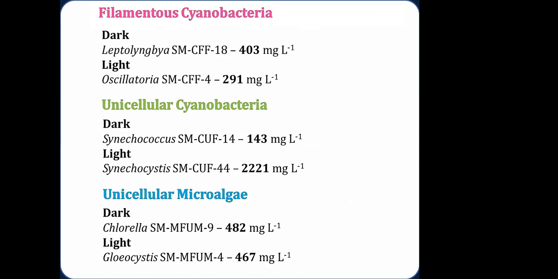So if we see all the results on this page, the maximum result was obtained from the unicellular cyanobacteria, Cyanococcus, which showed the highest result in the presence of the light. As you can see, 2221 mg per liter of the bioethanol was obtained from this mini creature. So you can see how interesting these microorganisms are.